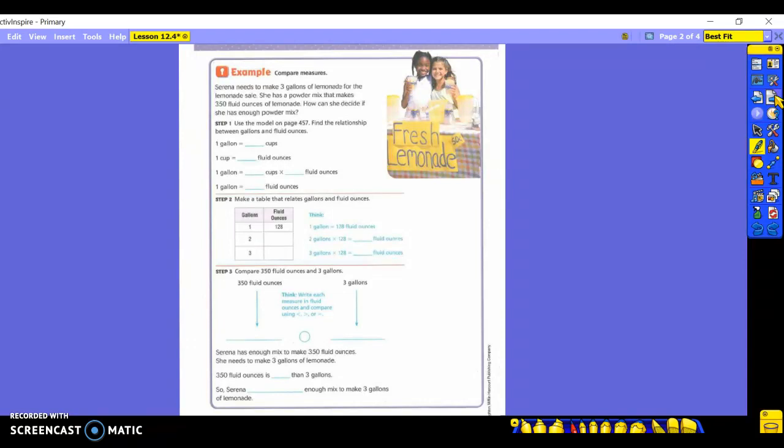Serena needs to make 3 gallons of lemonade for the lemonade sale. She has a powder mix that makes 350 fluid ounces of lemonade. How can she decide if she has enough powder mix? So as always, the question is how can she decide if she has enough powder mix? Can someone tell me the numbers that I'm going to need to use in here? 3 gallons, 350 fluid ounces.